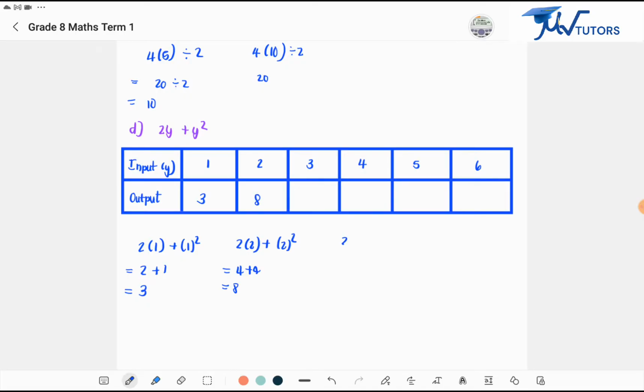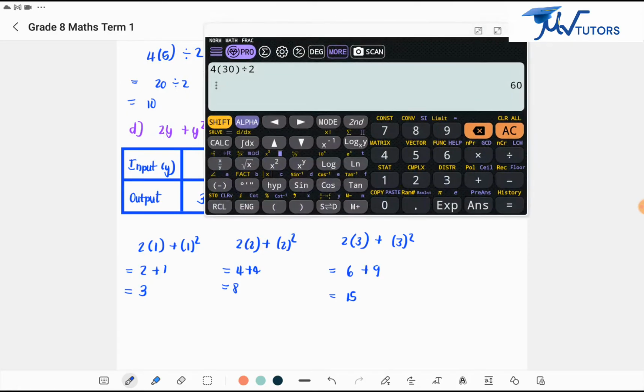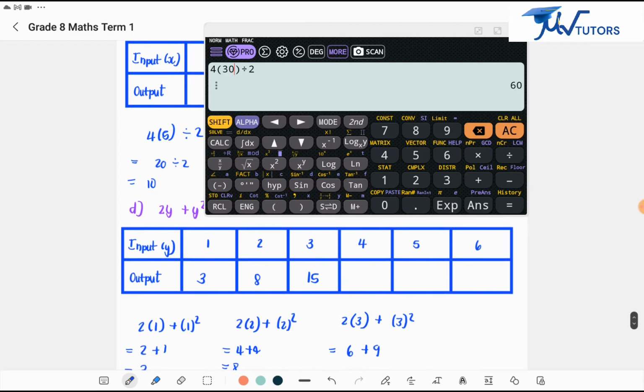And then we try 3, until we start using the calculator when I feel like you are confident there. So 2 times 3 is 6, and 3 squared is 9, and 6 plus 9 is 15. So there we go. And what happens if we put 4? So basically we have 2 times the number that we're going to put there, and then we have y squared. So in the place of y, we put 4 and square it. So now we have 24.